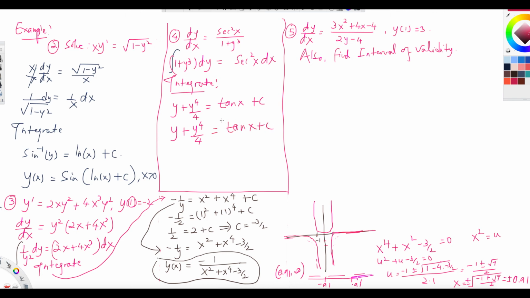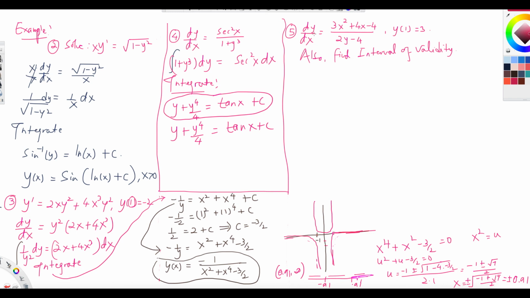So there is nothing more to write. Because it is hard to solve for y, you can write that as the answer. This is the final answer, because we cannot solve explicitly for y, since there is y to the 4 and then y. Okay. Sometimes you can solve explicitly, sometimes you cannot.